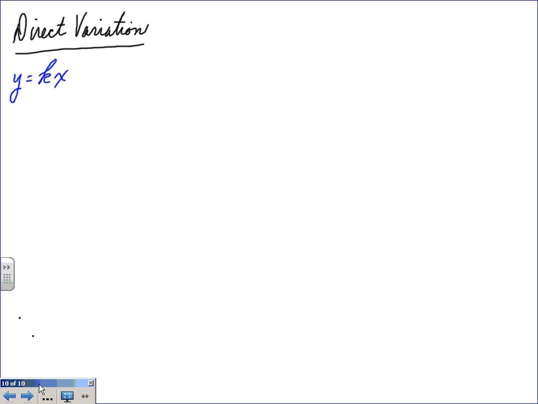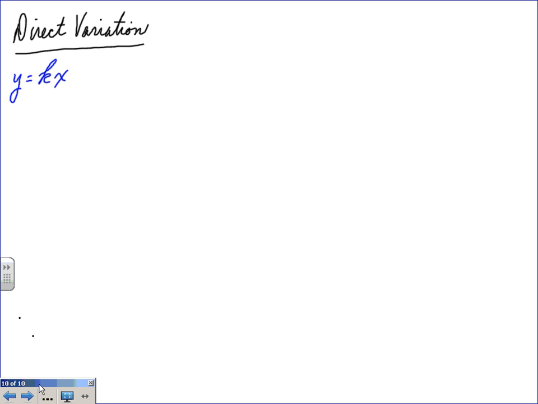So as x gets bigger, y varies directly as whatever k is. If k is 2, whatever x is, y varies twice as much. All right? Notice there's no other constant on there. If you graph a direct variation equation, it goes right through the origin.